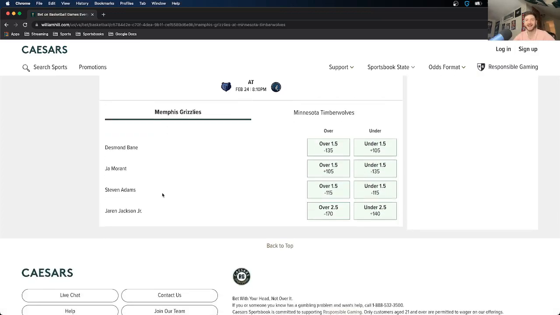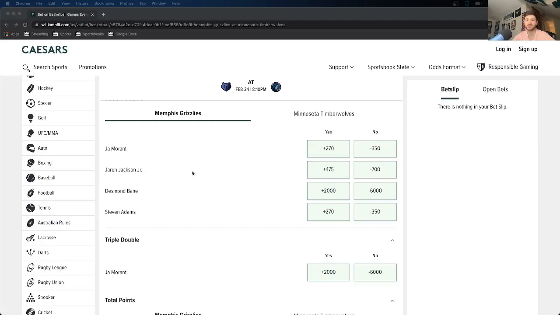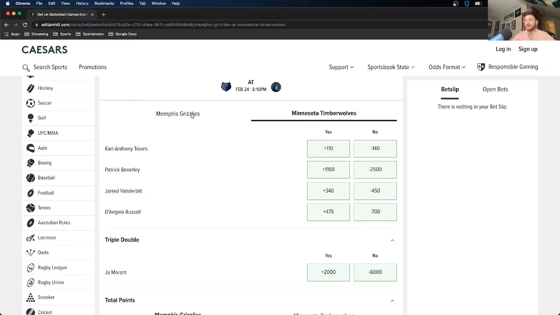So as you can see, a ton of different options. And as you can see as well, you can click between the two different teams. So if you want to bet on a Grizzlies player, you would click him here. Timberwolves, you would just do that.